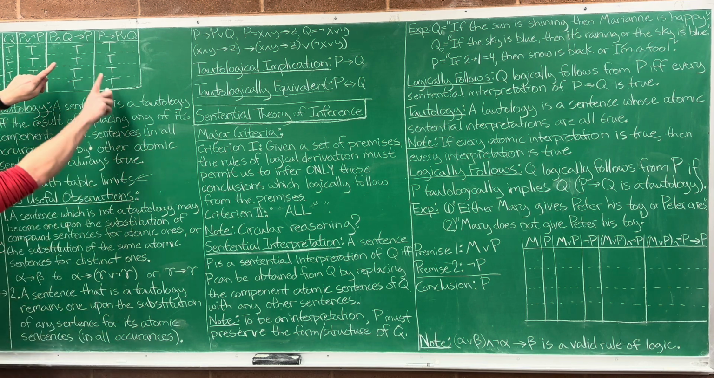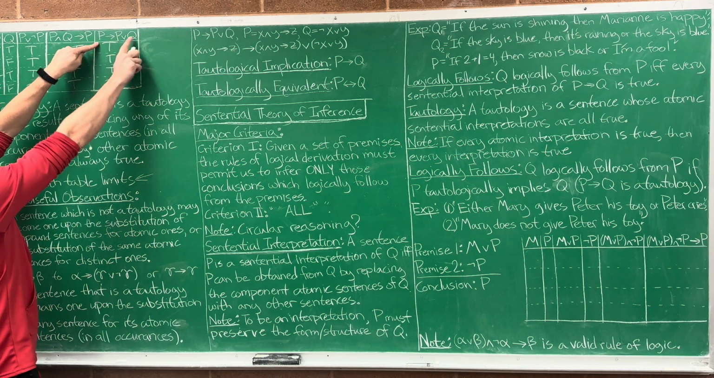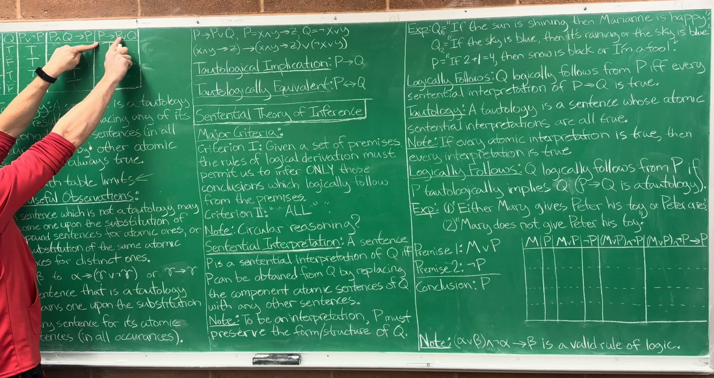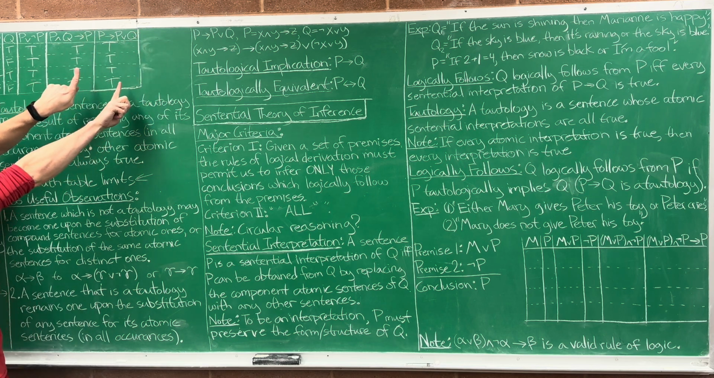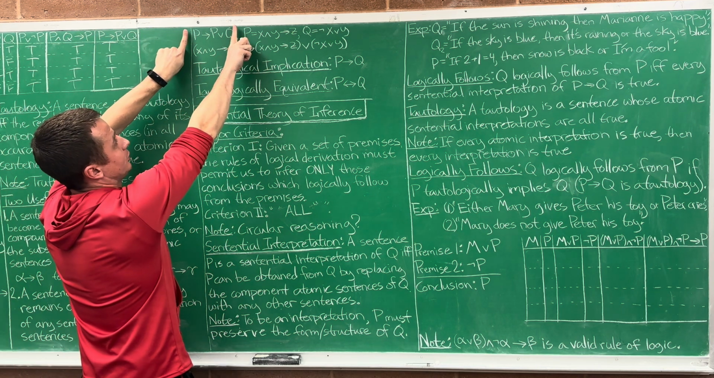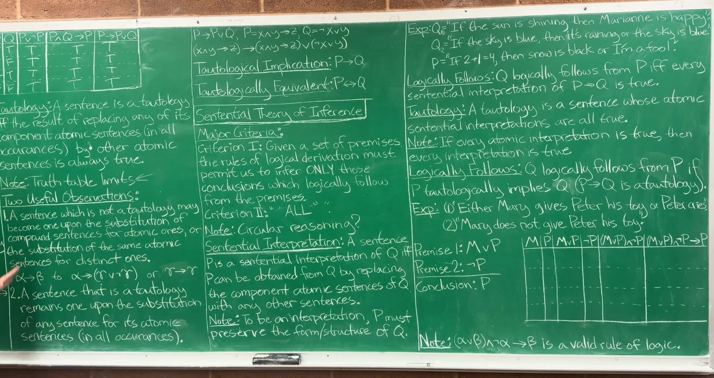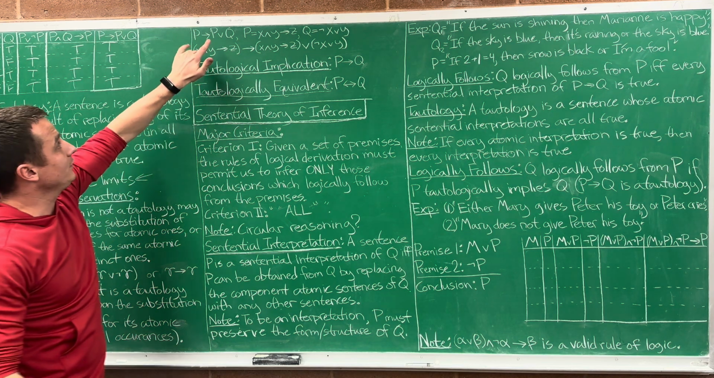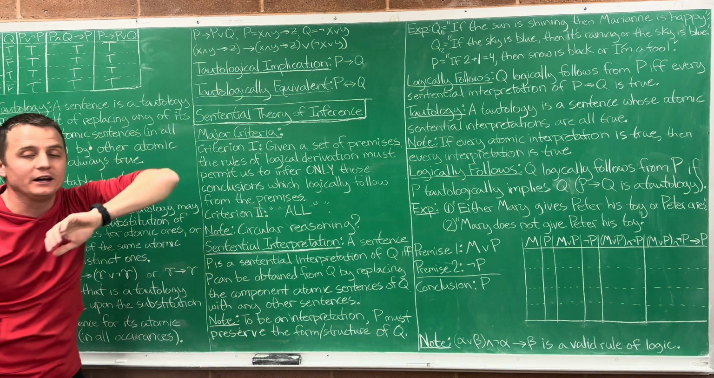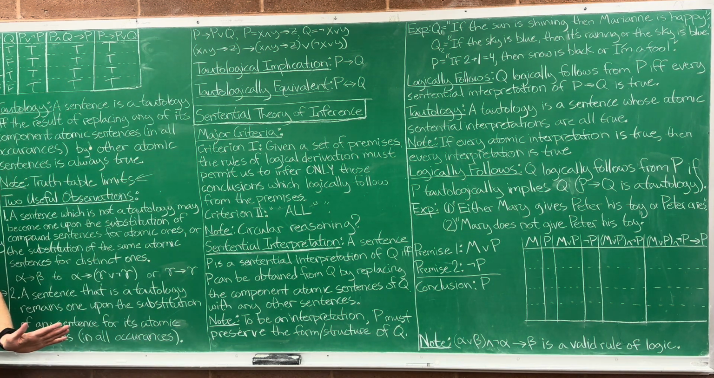So we've already proved that P implies P or Q is a tautology. Now what this is saying is that a sentence that is a tautology remains one upon the substitution of any sentence for its atomic sentence. So if this is a tautology, I should be able to replace P and Q with any sentences I want, even if they have more structure, and the result should still be a tautology.